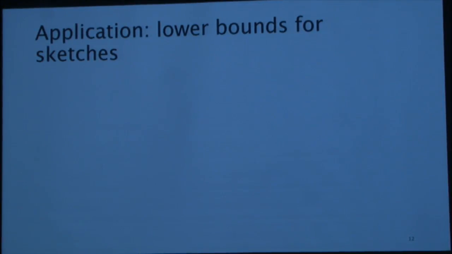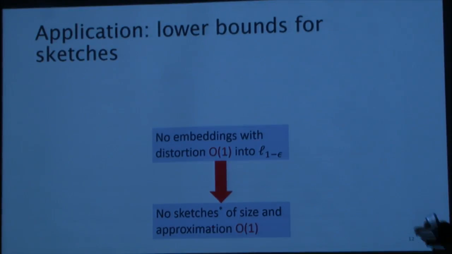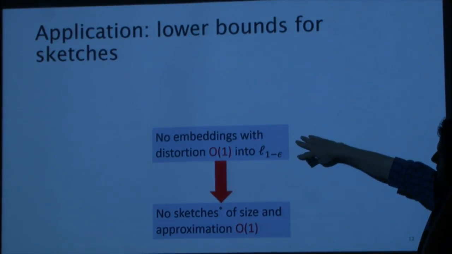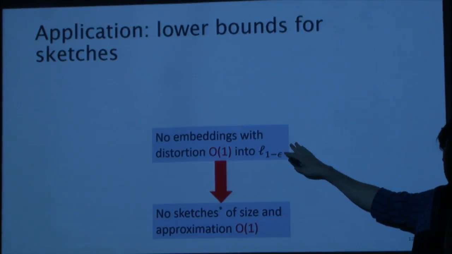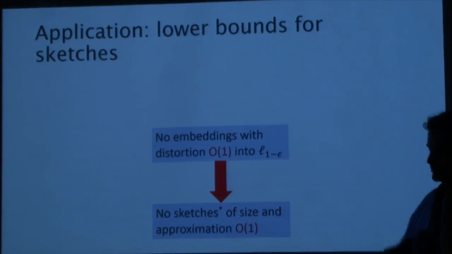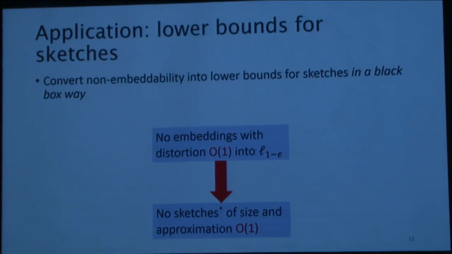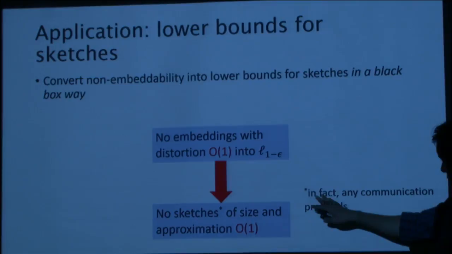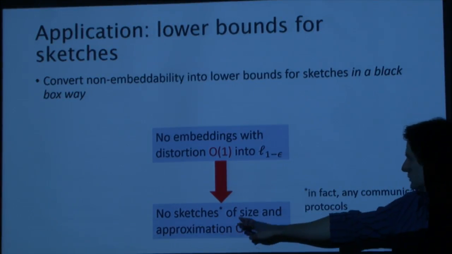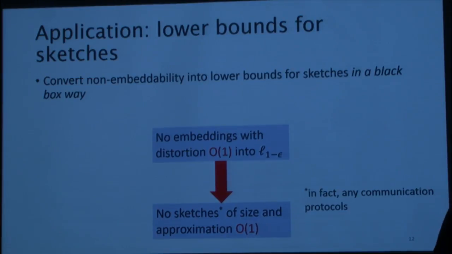One concrete application is that if we can prove that there are no embeddings with constant distortion into L1 minus epsilon, this means that there are no sketches of constant size and approximation. Just an immediate corollary, taking the contrapositive. This means that we can convert non-embeddability into lower bounds for sketches in a black box way. An asterisk here: when we prove the lower bound for sketches, we actually prove a lower bound for two-way communication, so it is not just the simultaneous protocol, for experts in the audience.